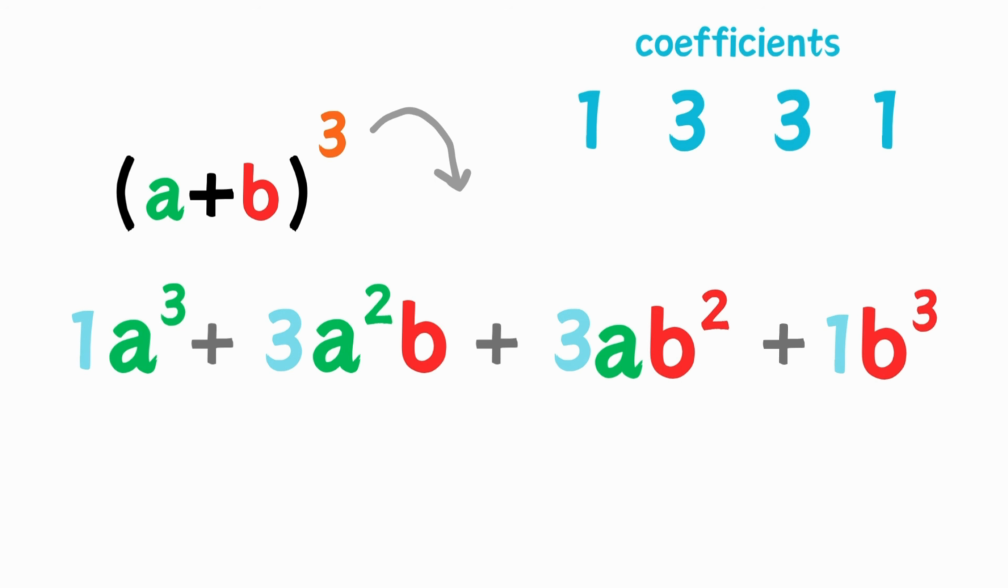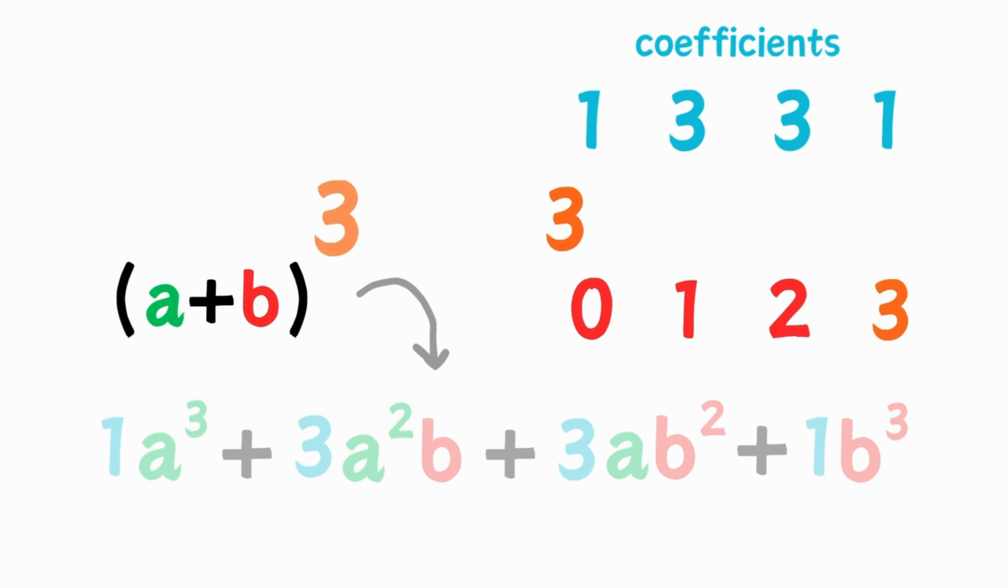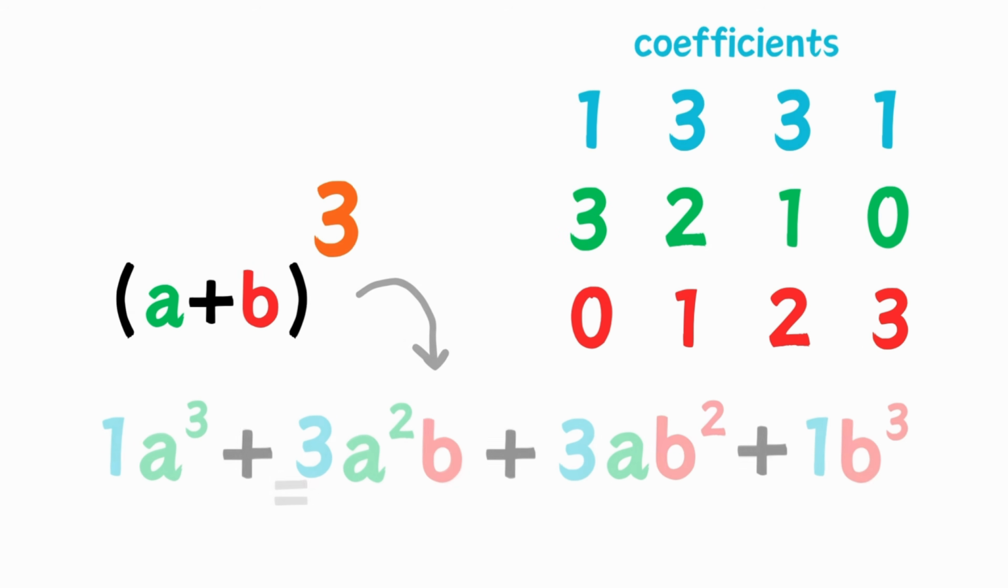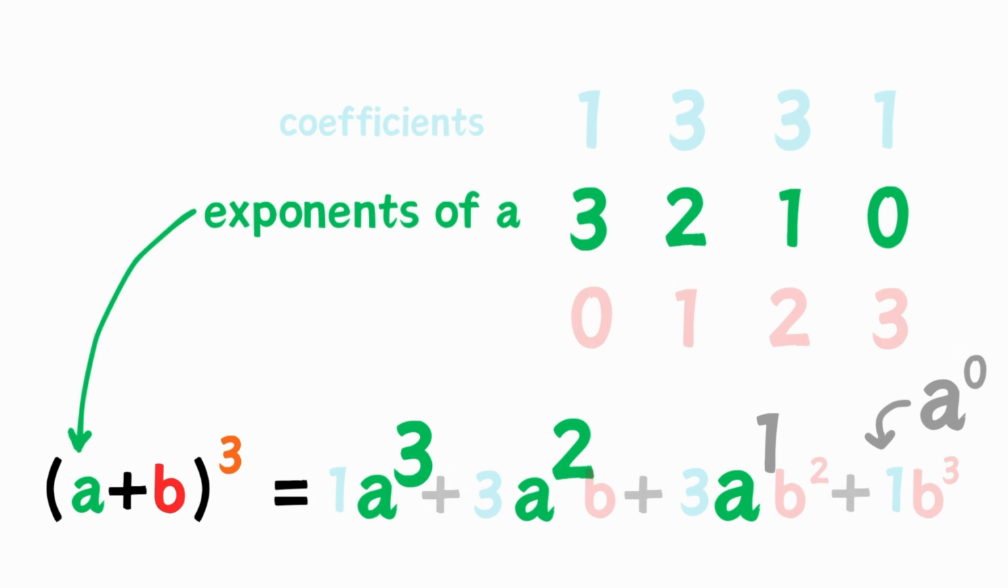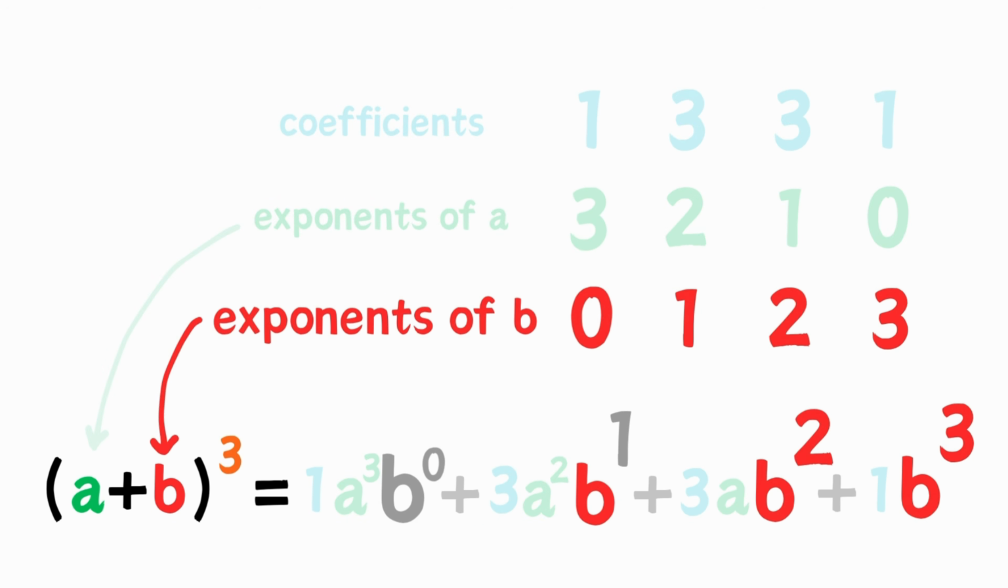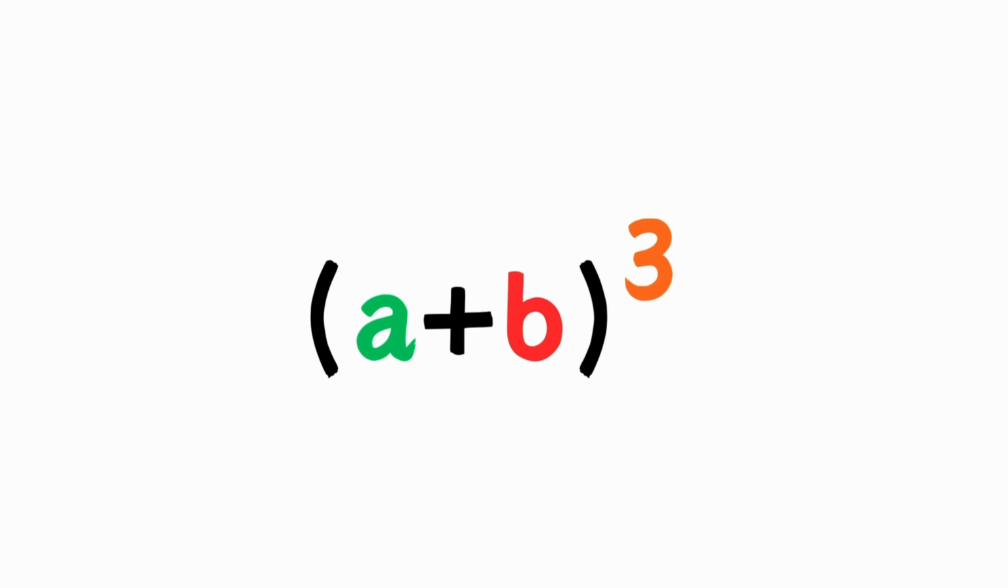Now, besides the coefficients, we also need the exponents of the variables for each term. To do this, we create 2 sets of numbers. First, we count all the integers from 0 all the way to the exponent of the binomial. In this case, that's 3. For the second list, we start at the exponent, 3, and count down to 0. This is all the information we need. We know the coefficients for each term, the exponent of a for each term, and the exponent of b for each term. This technique is extremely useful, especially if we are expanding binomials raised to higher powers, like 5.